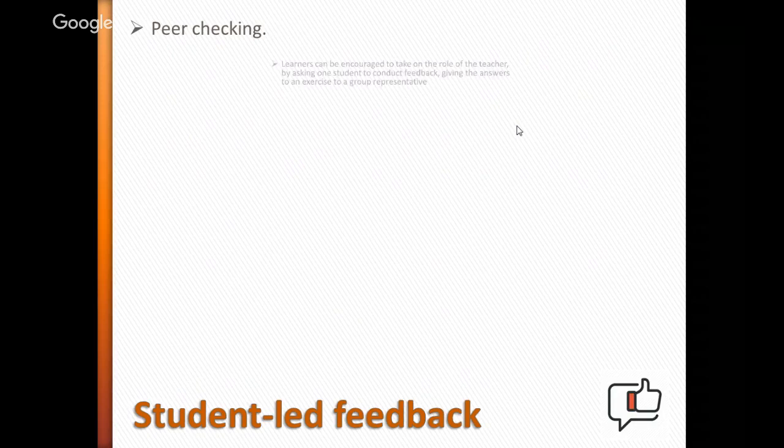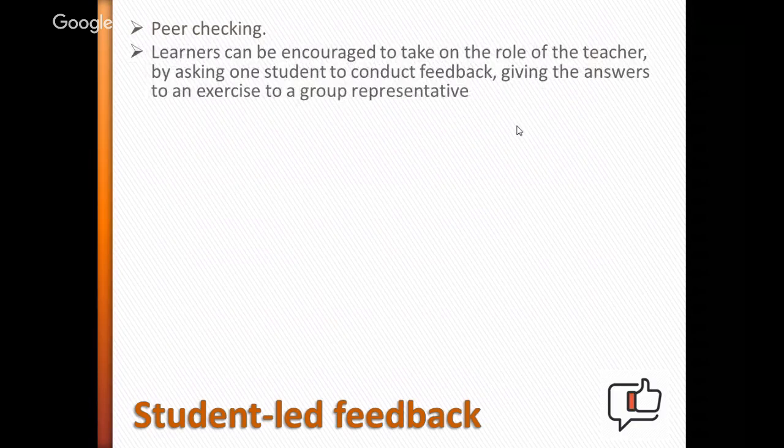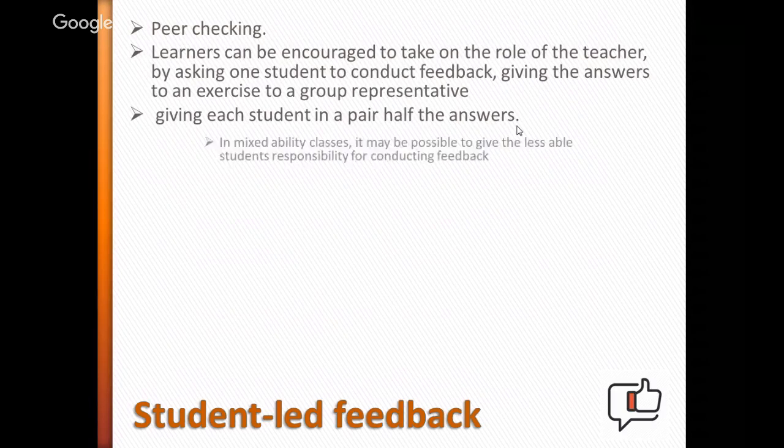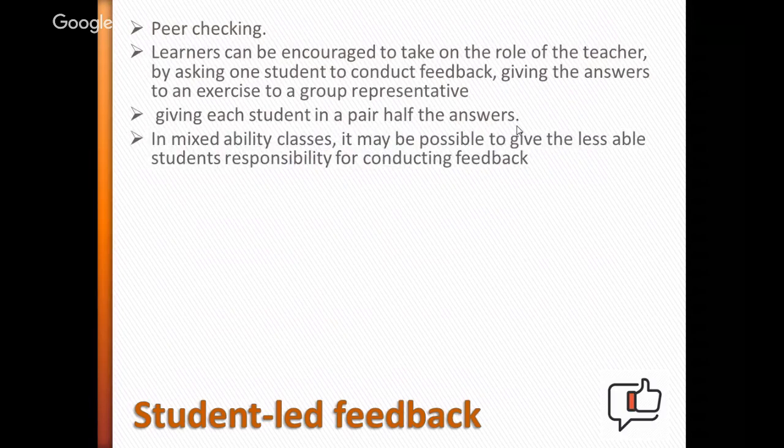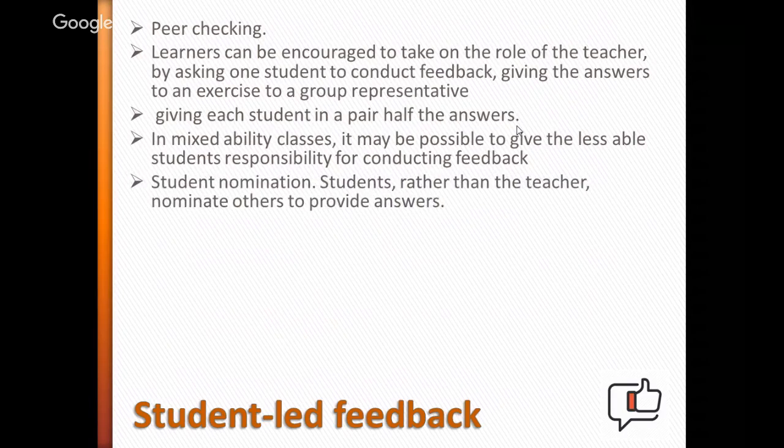Learners can be encouraged to take the role of the teacher, with a student conducting feedback for the class, or giving the answers to the group representative, or giving answers to each student in a pair. For example, one student has one half of the answers and the other has the other part. In mixed ability classes, it may be possible to give less able students responsibility for conducting feedback. They will be eager to do this. It is also useful when students need the next person to answer, not the teacher.